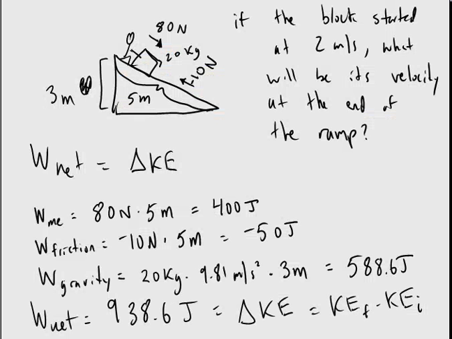Alright, in this video we're going to just finish up the problem that we started in the last video. We had a block sliding down a ramp, so there was a force of gravity making it slide down the ramp. In addition to that, I was pushing it down, and then we had the force of friction, which is pretty slight, that was slowing it down a little bit. And so we found out that the net work was 938.6 joules, so that must be the change in the kinetic energy.